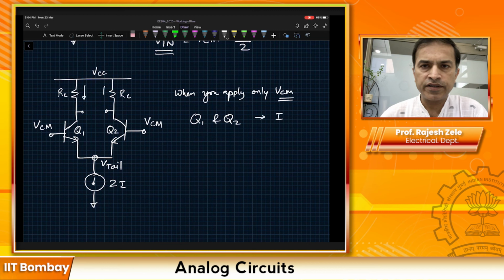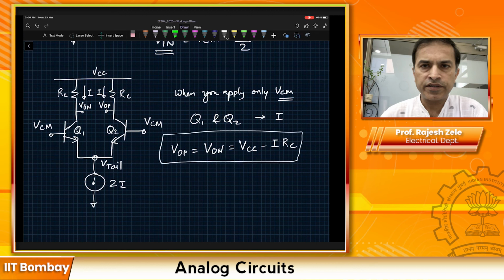Both will carry current I through this resistor, okay? And then our VOP, which is here, output, and VON, which is over here. So what we expect is VOP is equal to VON, that would be equal to VCC minus I times RC, okay? So convince yourself of this one, and here you can quickly tell that this answer is independent of VCM. And that's the beauty of it.